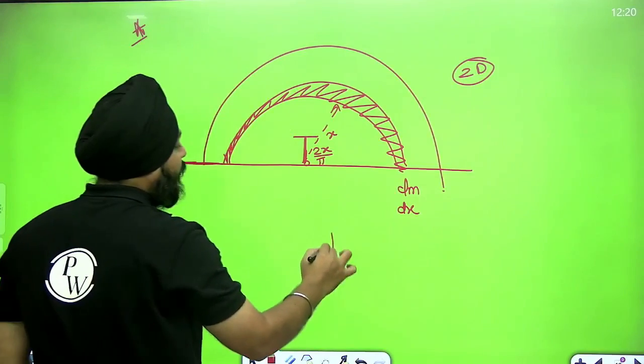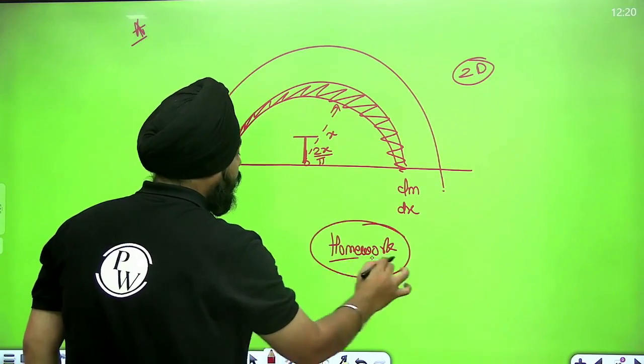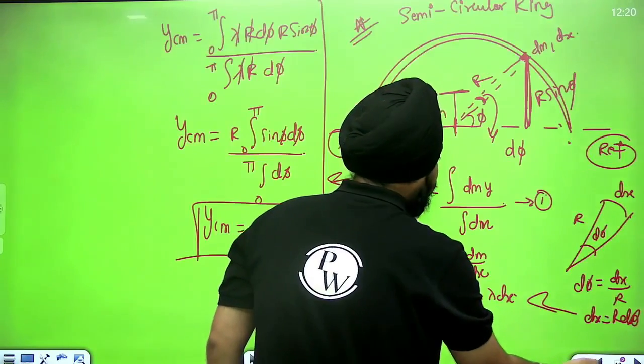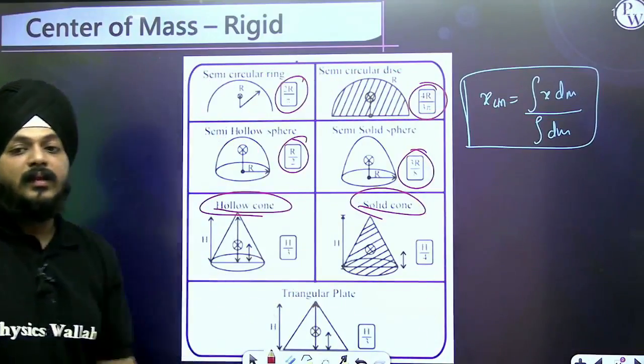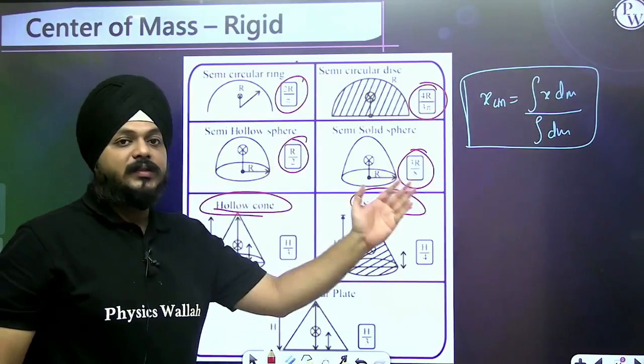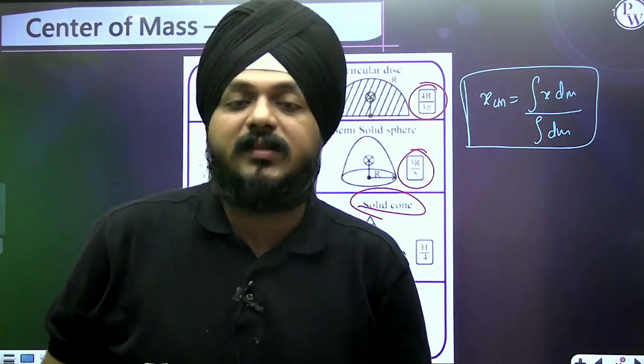So guys, this is a homework from my side. If you want to, you can try and answer this question. Apart from this, whatever data there is, I have given all of it, for the hollow sphere, solid sphere and so on. So this is all about the center of mass for continuous bodies.